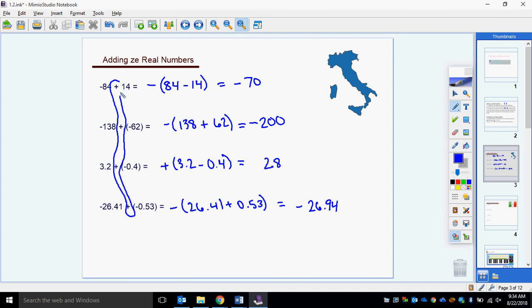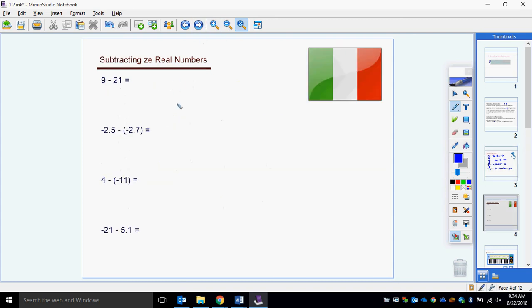Now let's look at some subtraction. 9 minus 21. Now the rule for subtraction is to turn it into an addition problem. So this is 9 minus 21. I'm going to change the minus to a plus, and I'm going to take the opposite of 21. 21 here is positive, so I want to make it a negative 21.